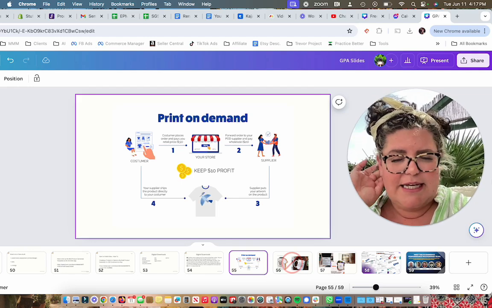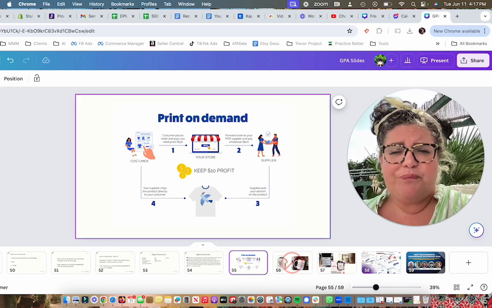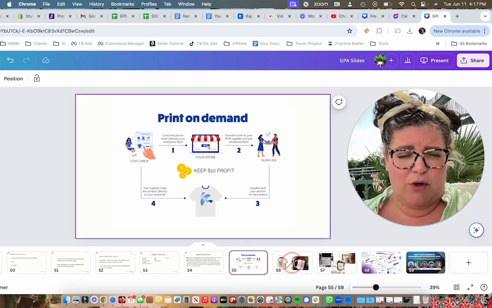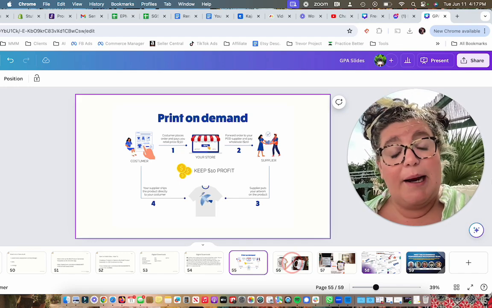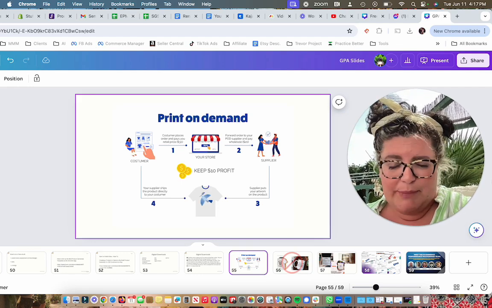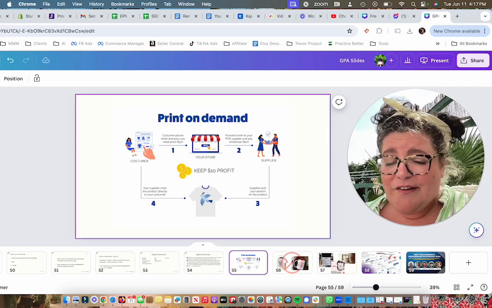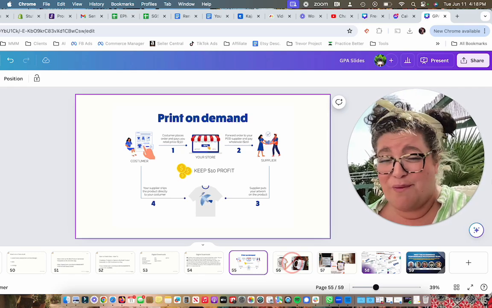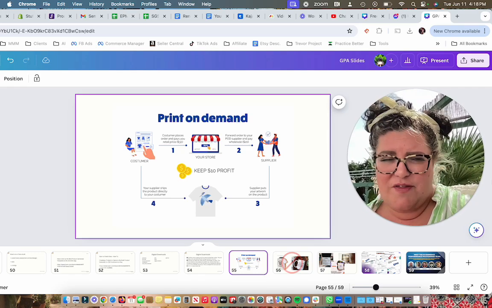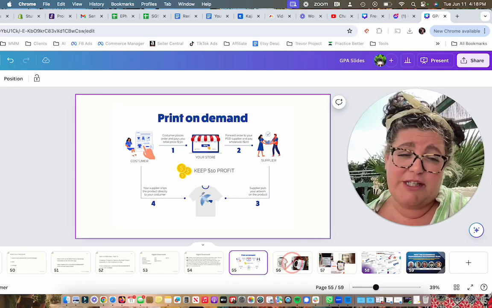So what that means is, let's say I'm selling a blanket on my shop. When a customer comes to my online store and purchases that blanket, my production partner prints my design on that blanket and sends it directly to the customer. That means I didn't have to go and order 100 blankets ahead of time and hope that they would work or be popular. I'm only paying for what I actually sell.